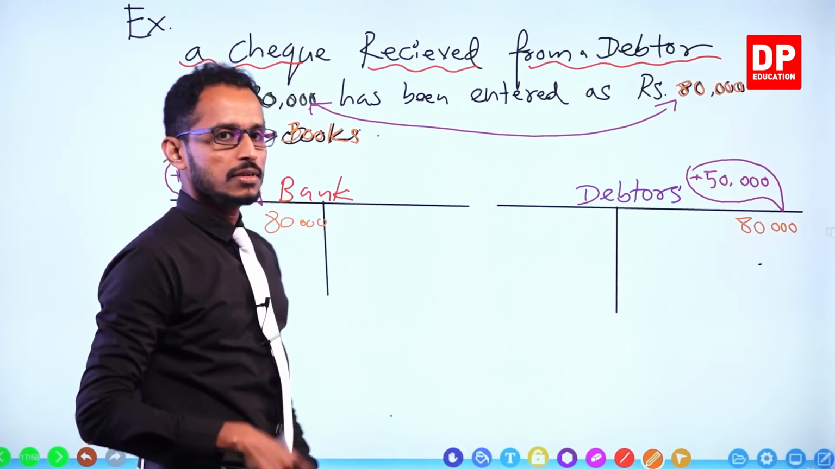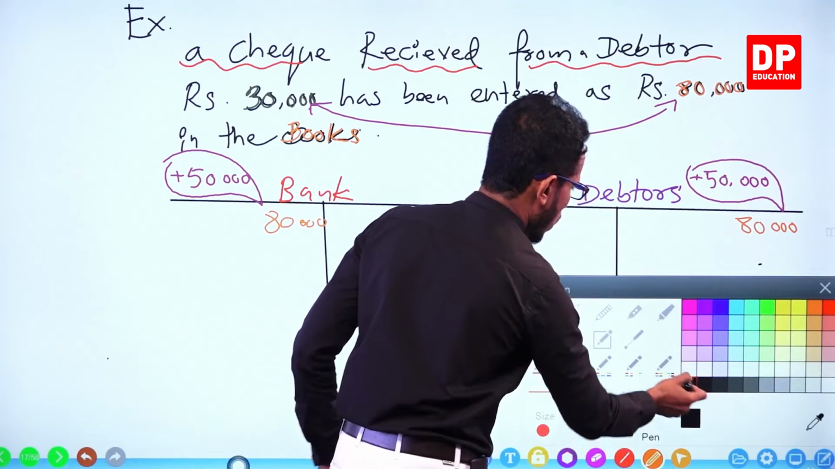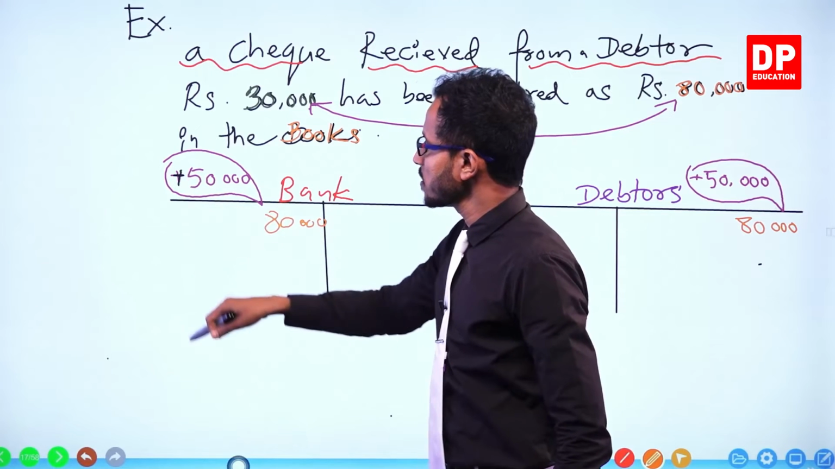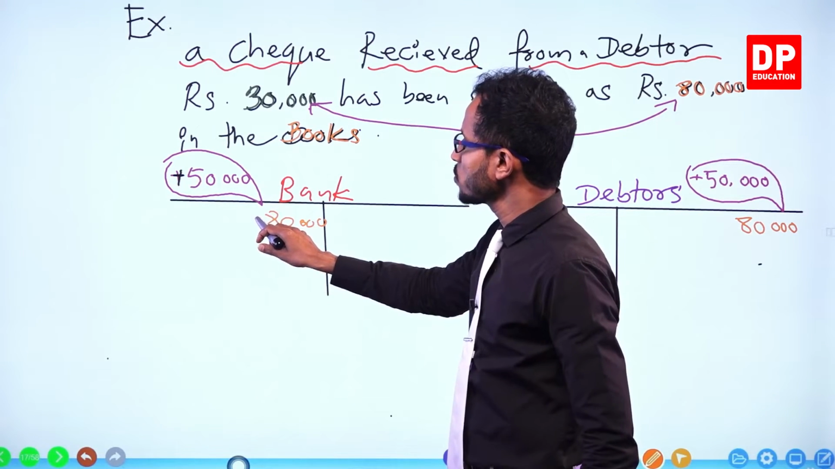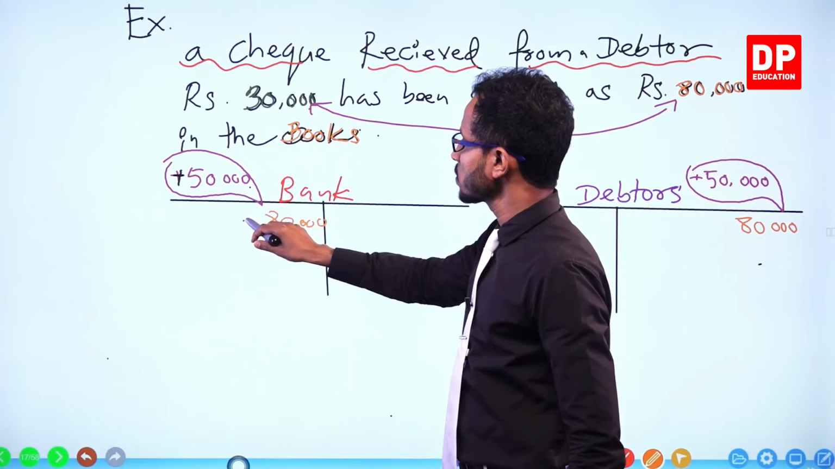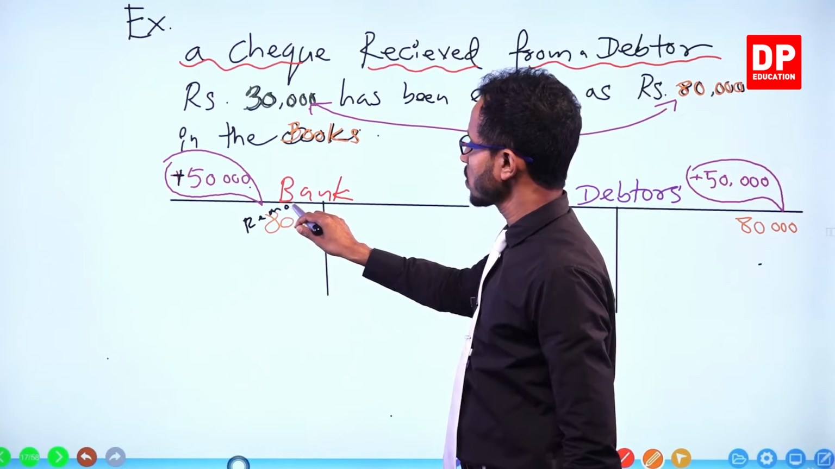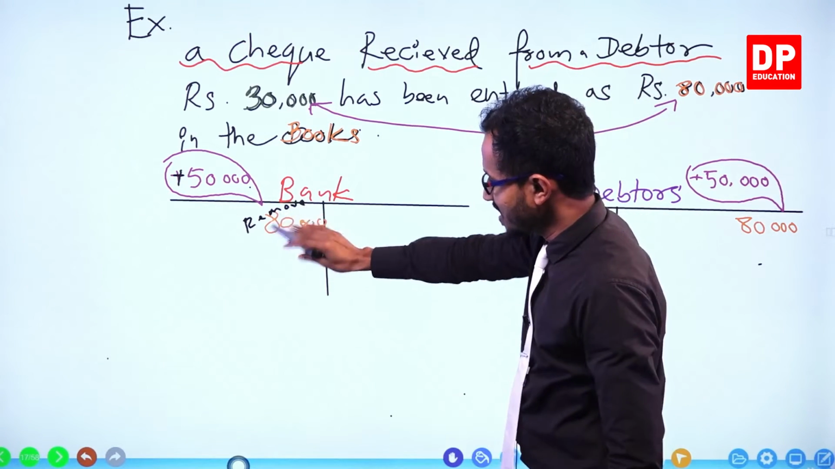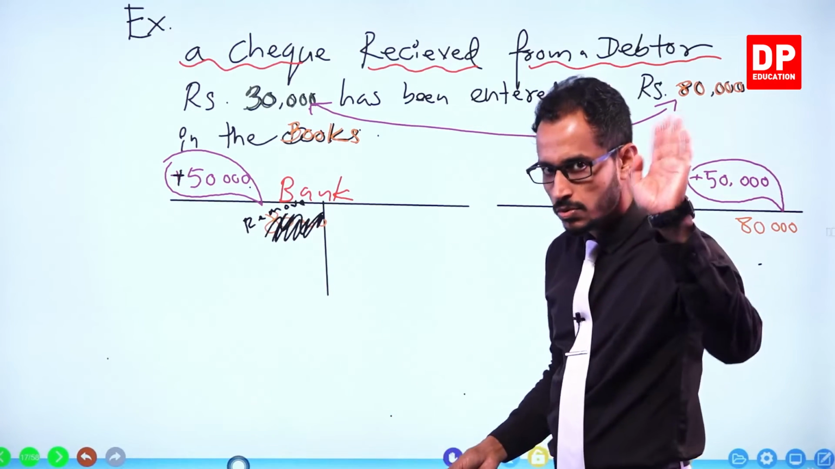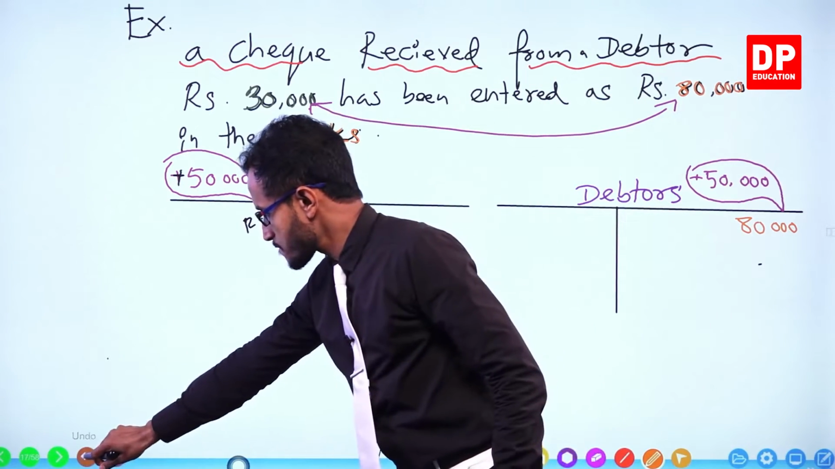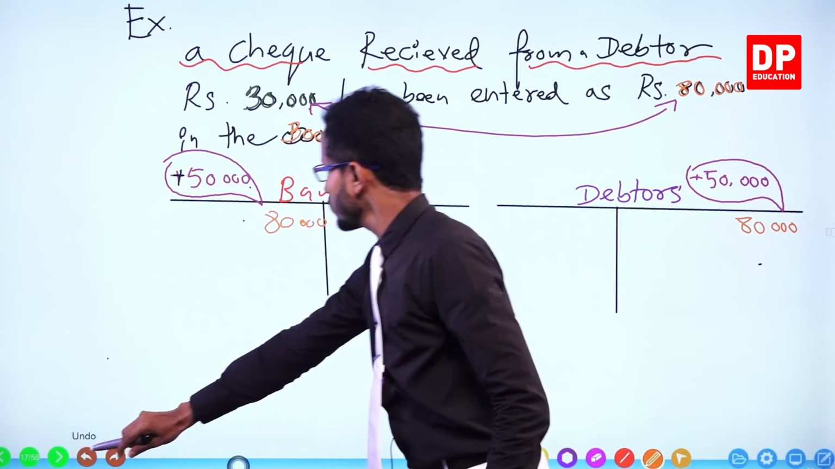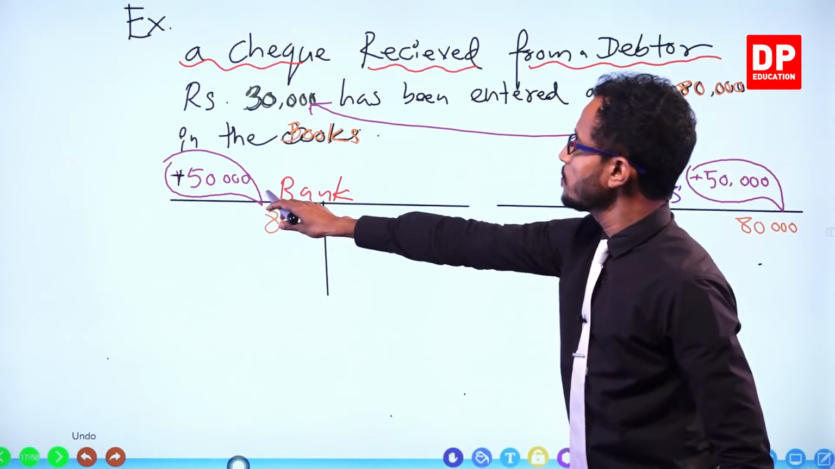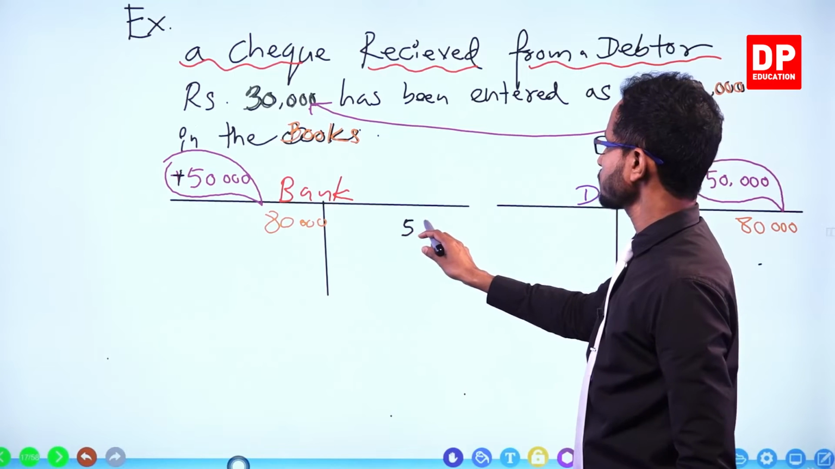Yes, correct. Very good. What should you do? First of all, on the debit side, 50,000 is in excess. To remove that, what can you do? You can't cut the 80,000. You can't erase it. You can't do those things. But you have to remove this 50,000. What you do is put that 50,000 to the credit side.